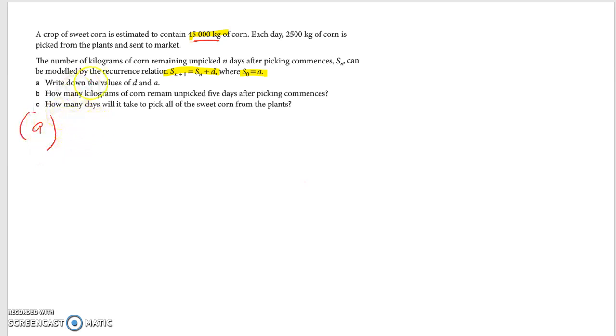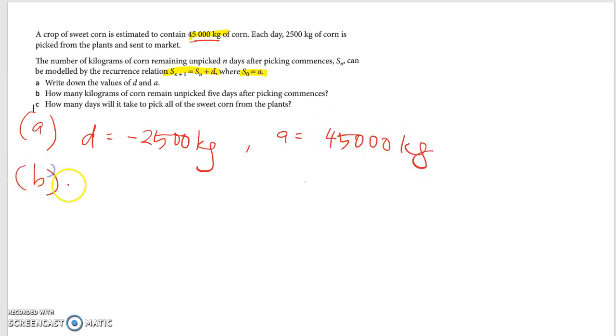So we're told to write down the values of D and A. So D here is simple. That's 2,500. But remember that we're taking this away from your initial, so it's minus 2,500 kilograms. We're asked to write out A as well. A here is your initial amount of 45,000 kilograms. So those two are the answers.